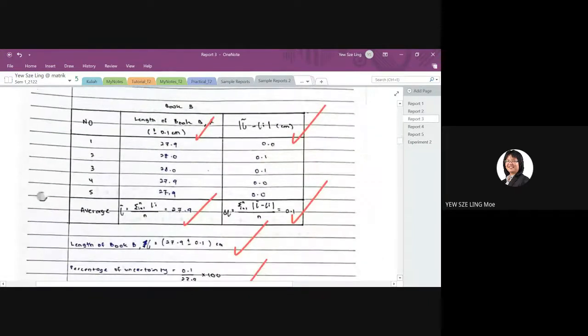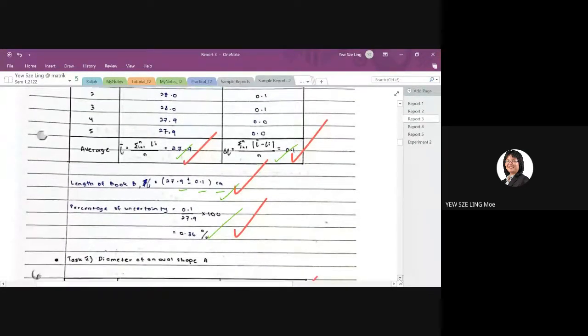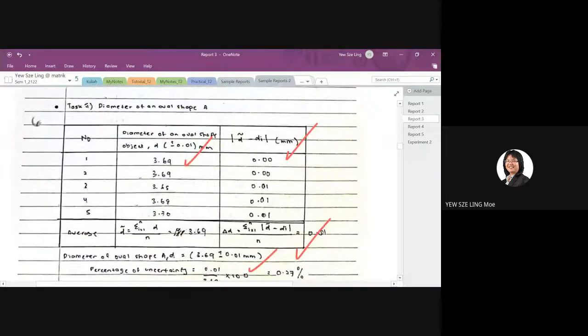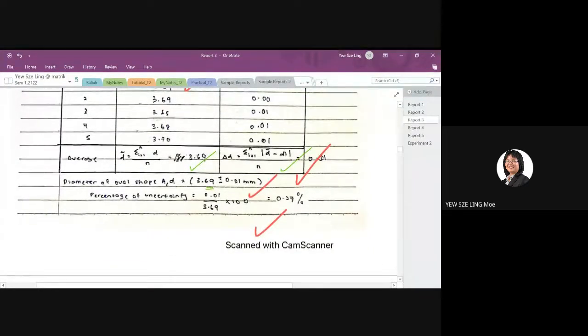Next table, all right, got header, got a cm, and then this one consistent, and all this consistent. So the length of the book, again, consistent, 1 decimal place with a unit, so correct. Calculations correct. Diameter of oval shaped object. So for the oval shaped object, you use a micrometer screw gauge. So header should be plus minus 0.01 mm. So correct. Unit is mm. So everything is consistent with 2 decimal places. So here the d minus di also 2 decimal places. So when it comes to the results, 3.69, 2 decimal places, 0.01, 2 decimal places with unit.